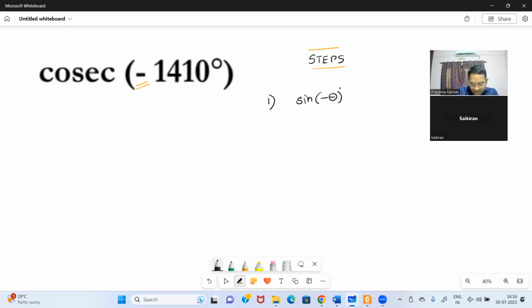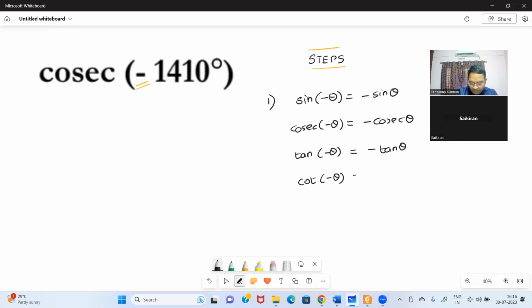What is sine of minus theta? Minus sine theta. What is cosecant of minus theta? Minus cosecant theta. What is tan of minus theta? Minus tan theta. What is cot of minus theta? Minus cot theta. These 4 are called odd functions.